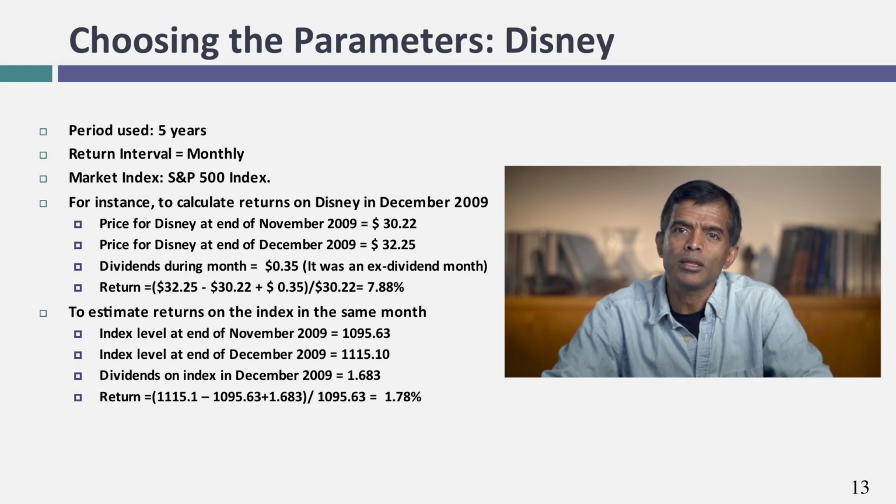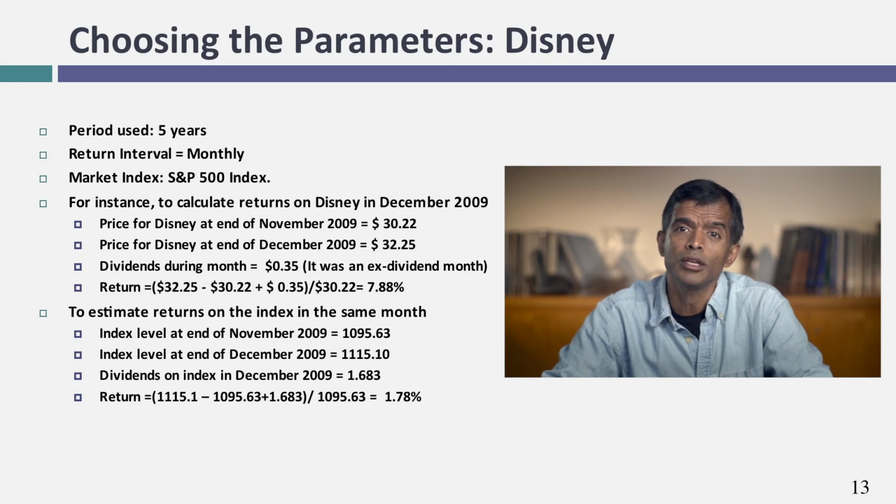What do I mean by every month? Every month I took the price and I looked at the change in price. And if there was a dividend during the course of the month, I counted the dividend. So I've given you one example from December of 2009. During that month, the stock price went up about $2.03. I got a dividend during the month of 35 cents. My return on Disney during that month was 7.88%.